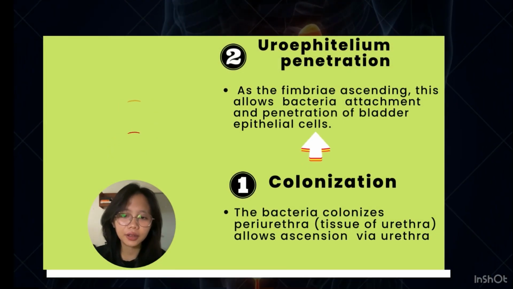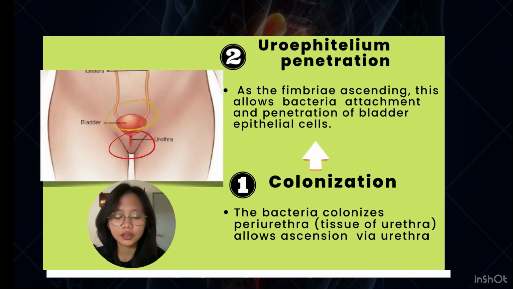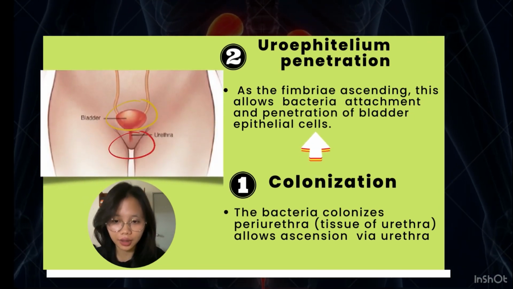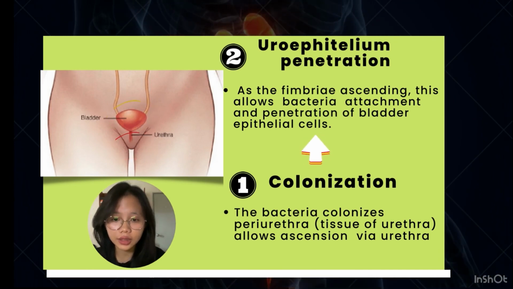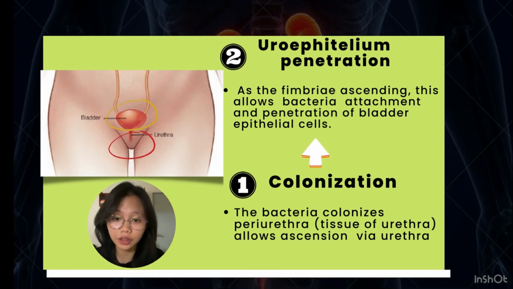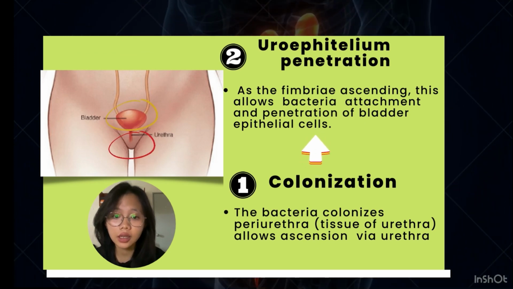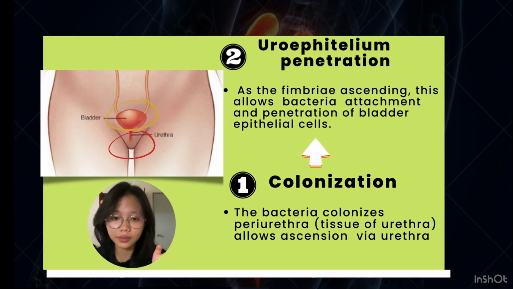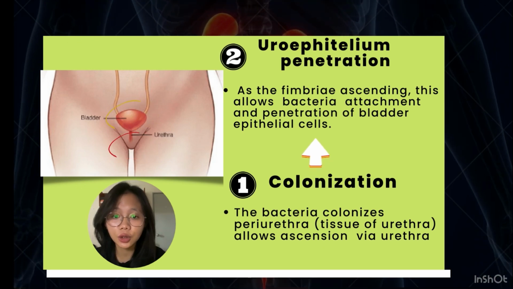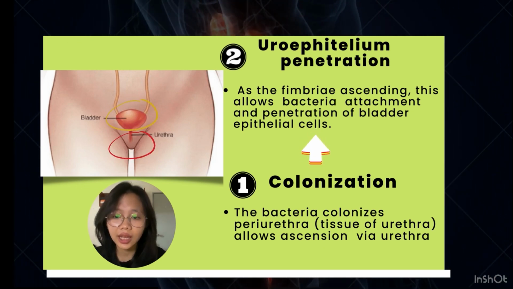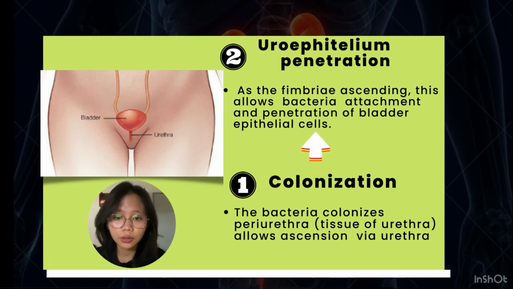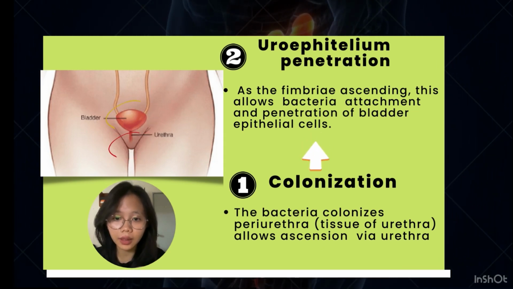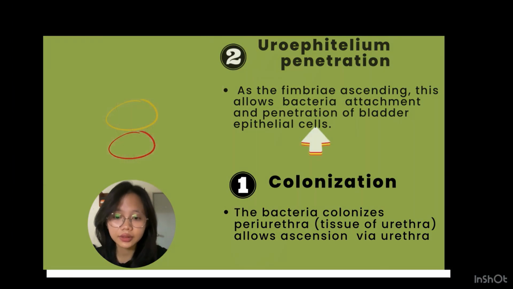Right now, I'm going to present about the pathophysiology of dysuria. First of all, colonization. The bacteria colonize the tissue of the urethra and allow ascending via the urethra. Secondly is uroepithelium penetration. As the fimbriae ascend, this allows the bacteria to attach and penetrate through bladder epithelial cells.